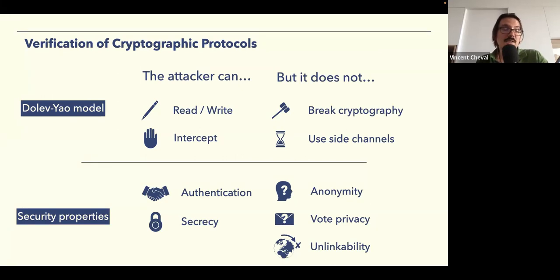The security properties that we are looking at are mostly the ones already targeted by ProVerif, meaning the classical ones like authentication and secrecy, which can be stated as reachability properties, and also properties based on equivalence, which allow you to model anonymity, vote privacy, linkability, and so on and so forth.